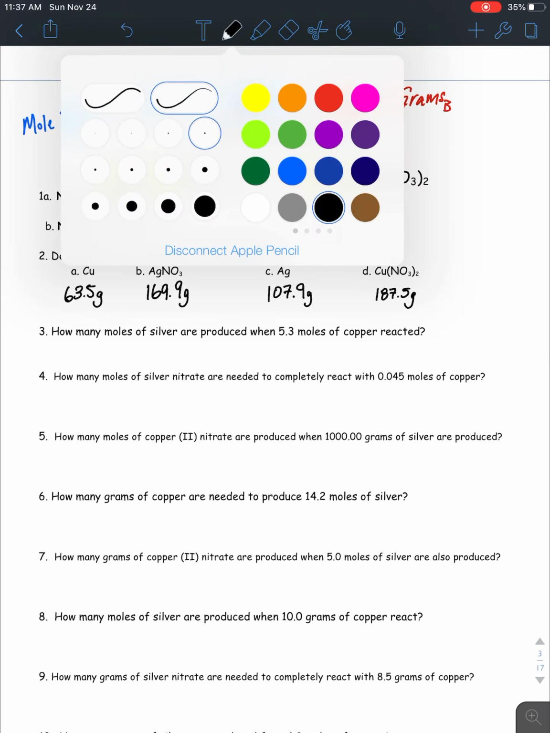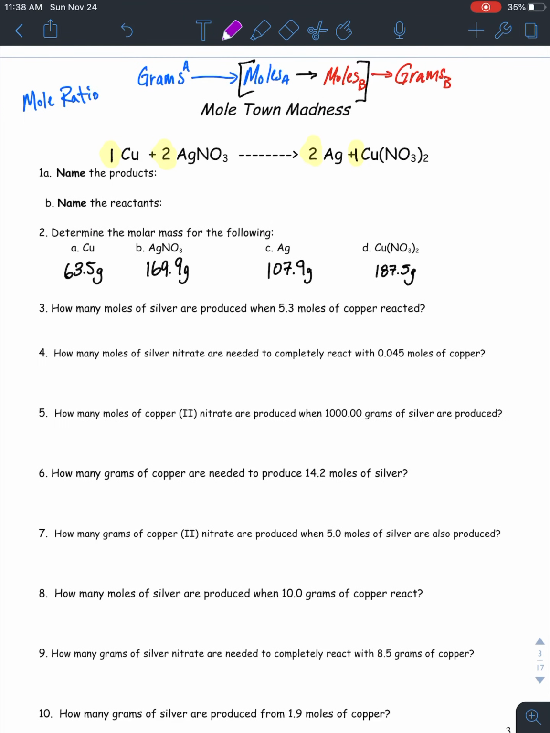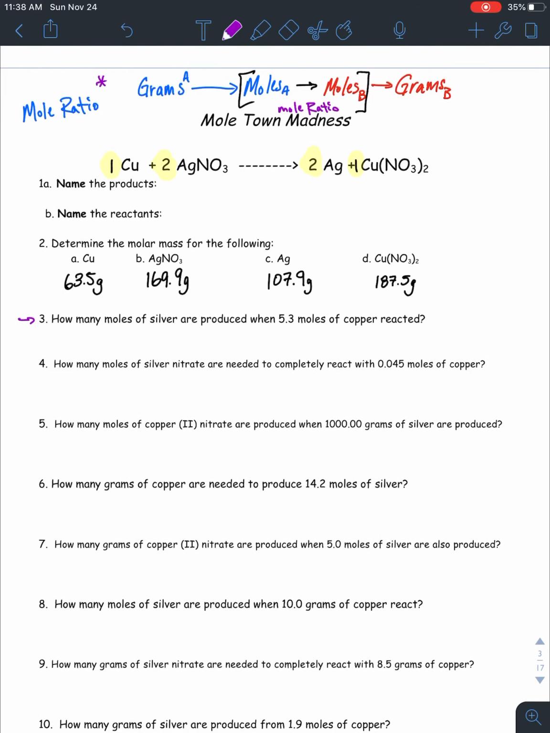So as we look at these different examples, we'll use purple because that's a nice color. We can again keep an eye on this little roadmap, as we can call it, again focusing on this new thing of a mole ratio. So for the first example, number 3, it says how many moles of silver are produced when 5.3 moles of copper are reacted. So we're going to start the same way that we've been doing. We're starting with 5.3 moles of copper. We know that that's a reactant, hence why it says moles of copper reacted.